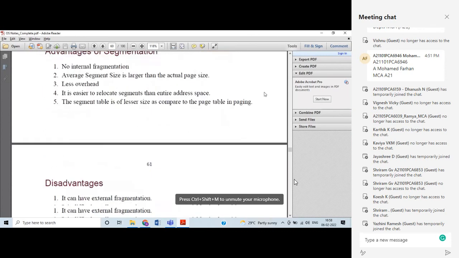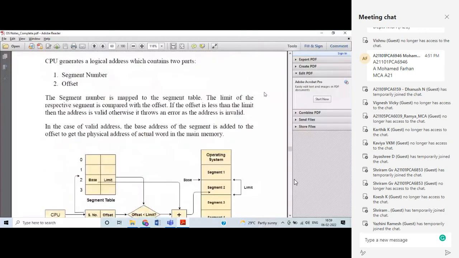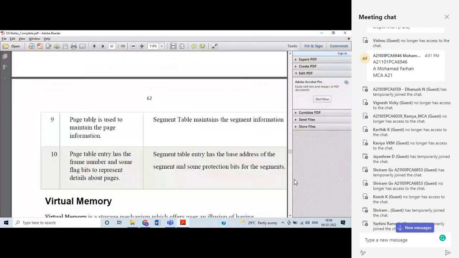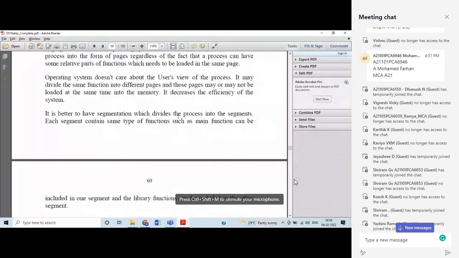Yes, ma'am. Okay, ma'am. So you can study the advantages and disadvantages of segmentation. So these are all the concepts.